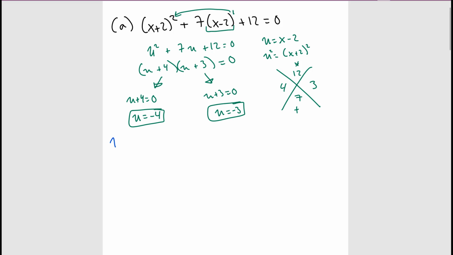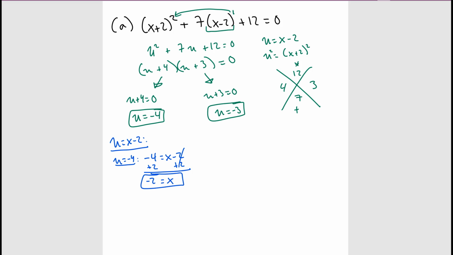Okay, so now, remember, we don't want u's, we want x's. Okay, so u is equal to x minus 2, which is what we want. So u equals negative 4 is going to be the first one, so I'm going to have negative 4 equals x minus 2. Now I just got to solve for this x. So I'm going to add a 2 to the other side. So x is equal to negative 2. That is my first answer, and you can check and you'll see that it actually works.